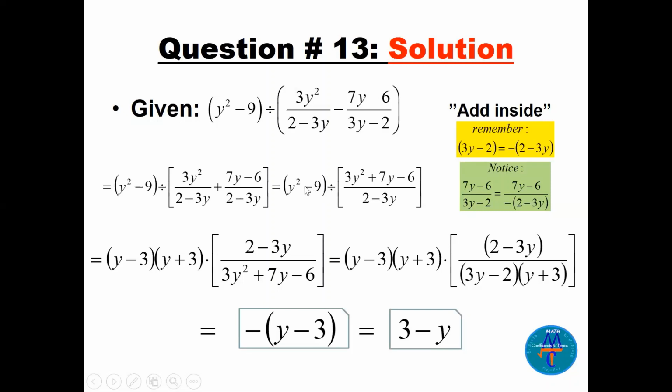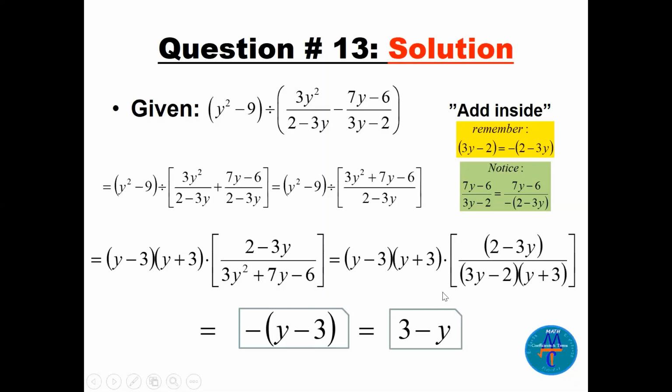Remember, when you have division, something divided by something, you leave the first one. So y minus 3, y plus 3. Then you multiply by the reciprocal. So this one, you change it to multiplication. 2 minus 3y goes up, and this one down. 3y squared plus 7y minus 6. You have to factor this one. So it's 3y minus 2, y plus 3.